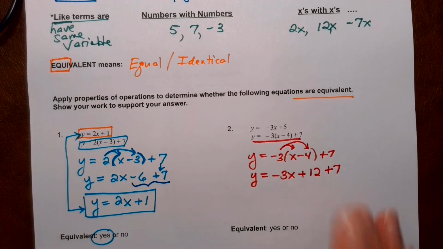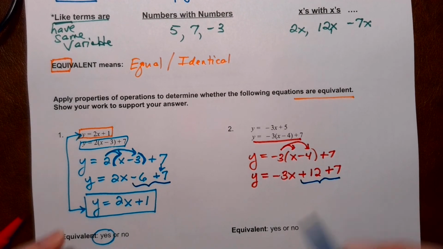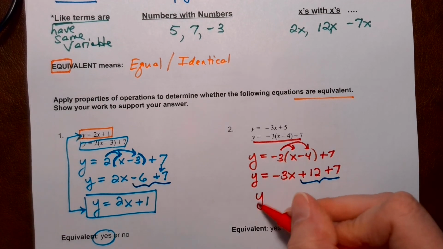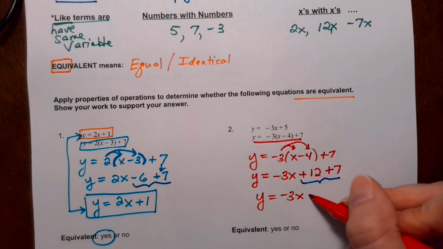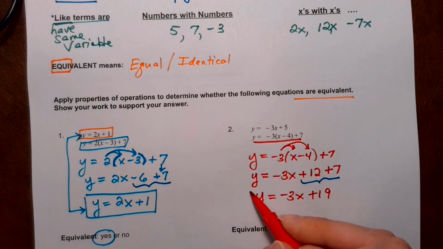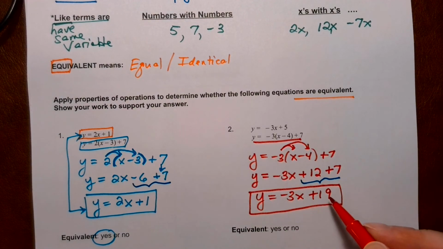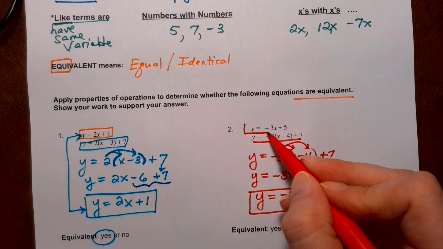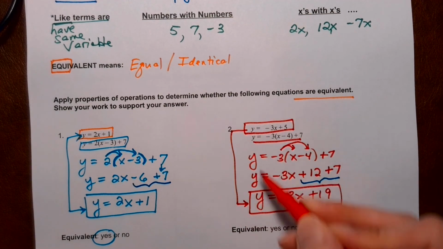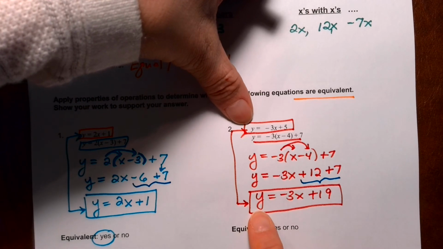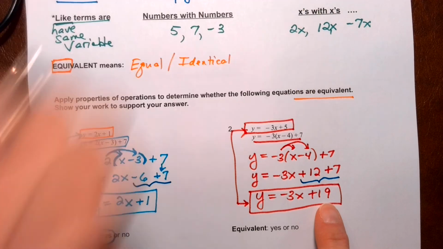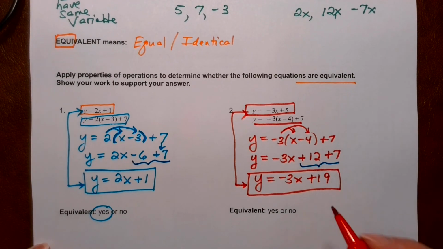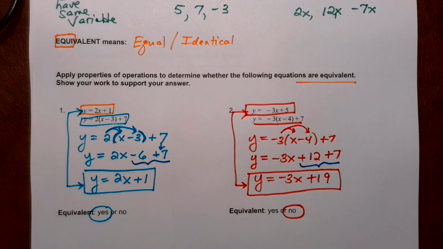Now are we done? Not quite. Now we have to combine like terms. Let's simplify, clean this up a little bit. So we have y equals -3x, 12 plus 7. That's going to make a 19. So I did my algebra, and now I have to see, is it equivalent to this top equation? Are they equivalent? They both have a y. They both have -3x. But they do not have the same constant. So they're not exactly identical. We have to say no.